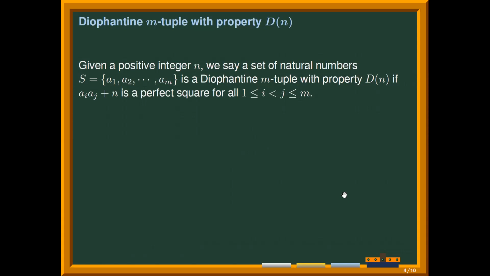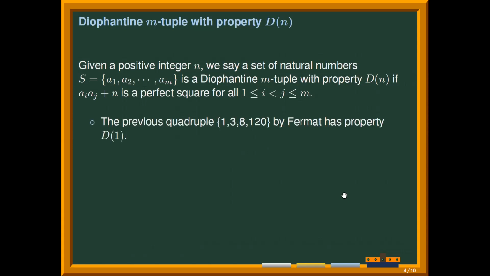The set we saw in the previous slide, namely 1, 3, 8, and 120, is a Diophantine 4-tuple with property D1, because the difference between the product of two distinct numbers and a square is 1 in that case. So in that case, our n is 1. That's what I wrote here. The previous quadruple 1, 3, 8, 120, which was, by the way, discovered by Fermat, has property D1.